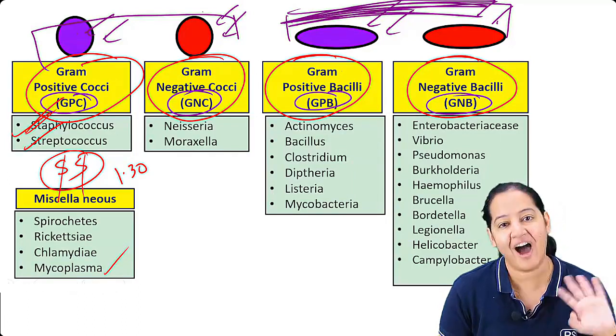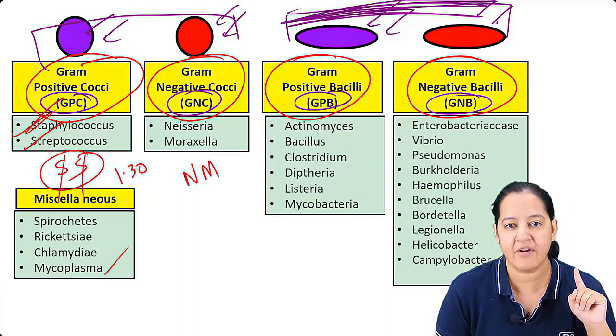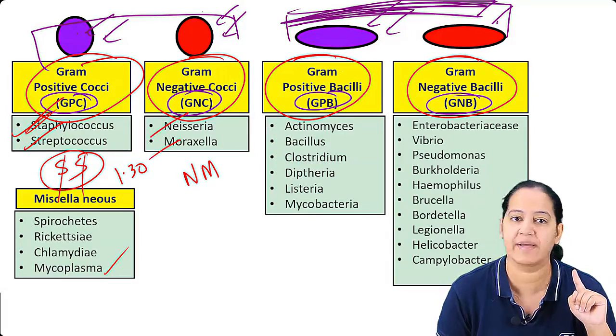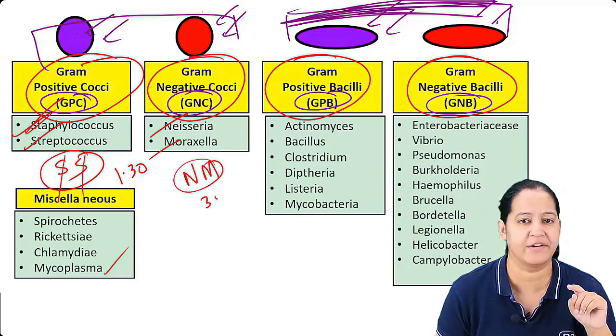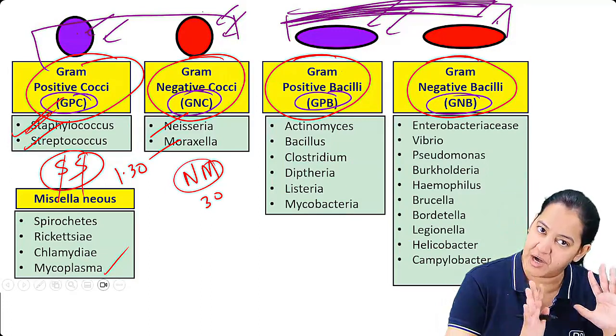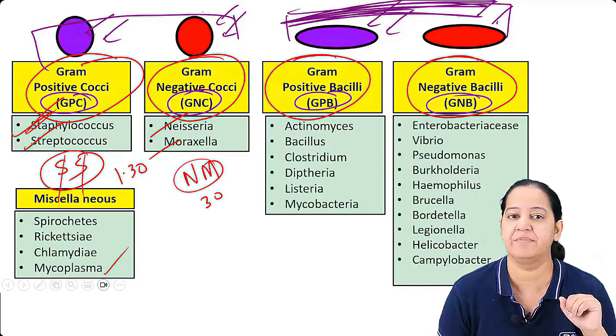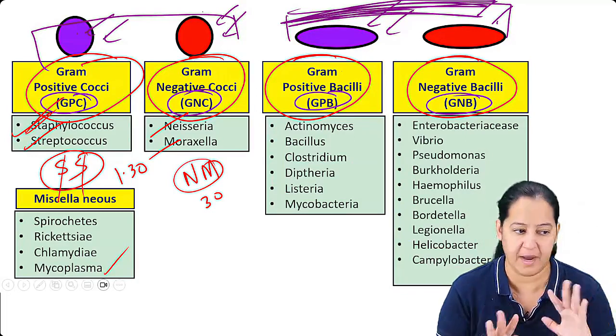After that, the next 2 are Neisseria and Moraxella. The gram-negative cocci are Neisseria and Moraxella, only 2. I will hardly require 30 minutes here, or 20 minutes. It's very small. So first we will finish gram-positive cocci, SS, and then we will finish gram-negative cocci, NM. We will finish this much in 2 to 2.5 hours.